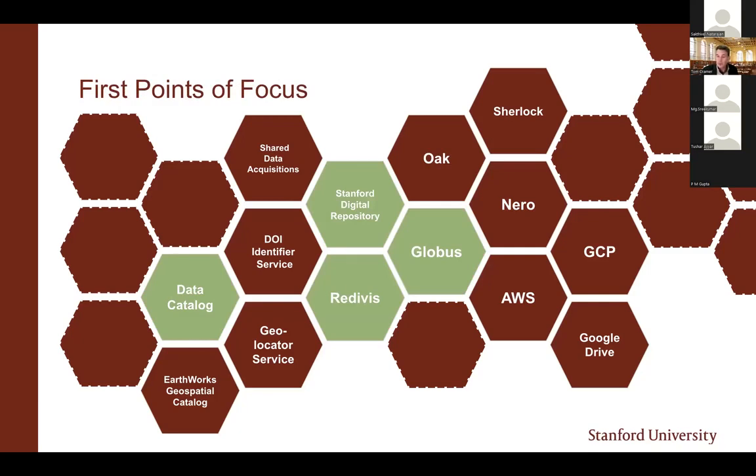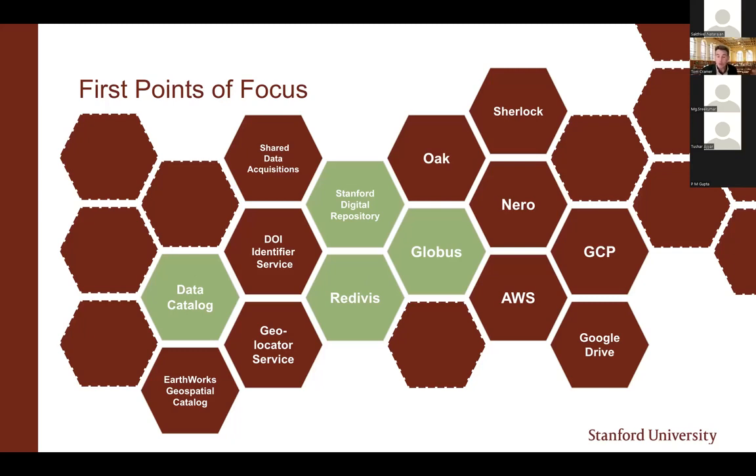Where we are focusing right now for a Stanford Data Commons is on enhancing the Stanford Digital Repository to support research data, the development of Globus and the support of Globus as that high-capacity data transport across the institution, Rediviz, which is a data exploration device for tabular data, which is cloud-based, and we're working on developing a data catalog. So once data has been produced or acquired at the university, we can describe it and then present it so it's accessible to other people at the university.